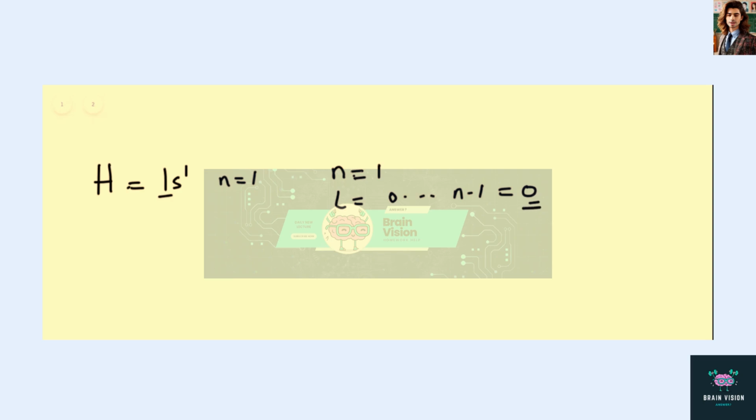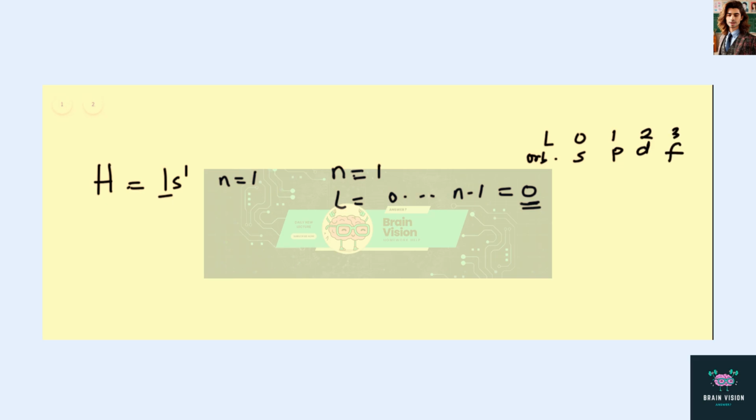That is why we have just a split that corresponds to S. When L is equal to 0, we have the S orbital. When L is equal to 1, we have P. When L is equal to 2, we have D. When L is equal to 3, we have F.